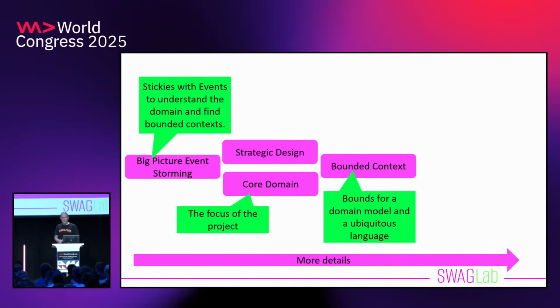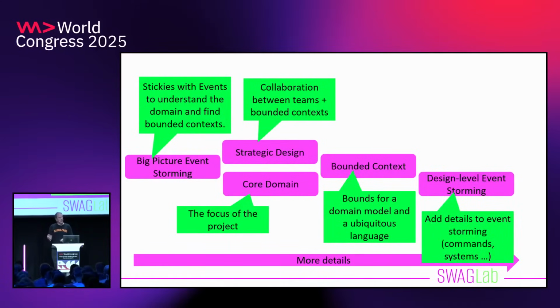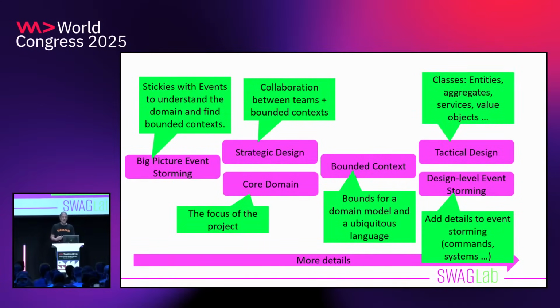We have strategic design to decide about the collaboration between different teams and different bounded contexts. And then we have the more fine-grained parts, which are design-level event stormings, where we have commands, systems, and so on, in addition to the events that we have in big picture event storming. And finally, technical design, where it's all about classes, entities, aggregates, and so on and so on.